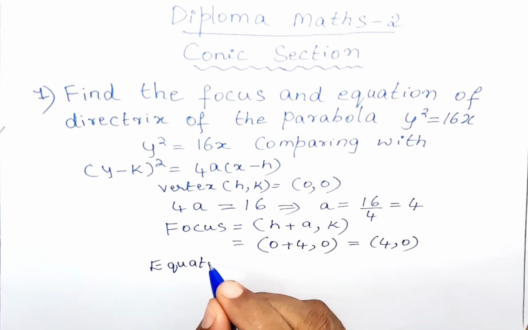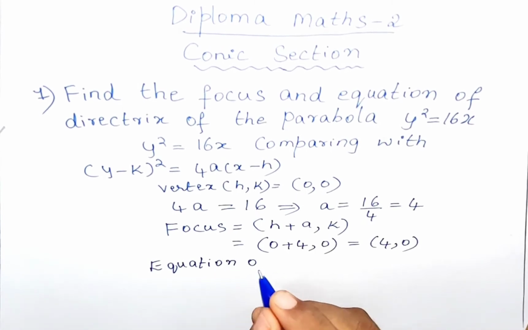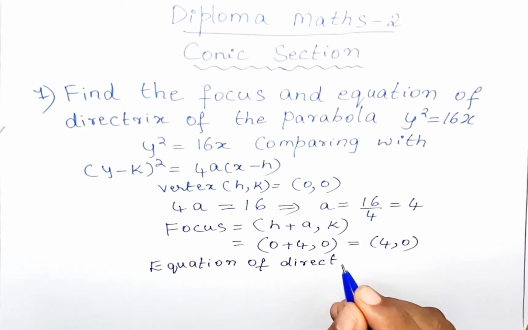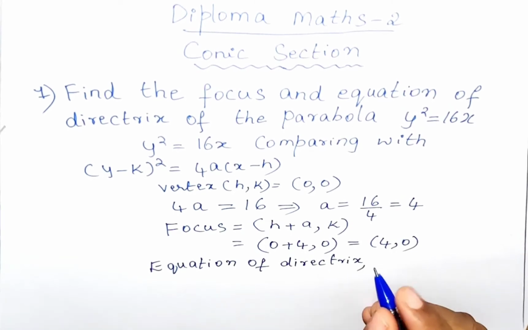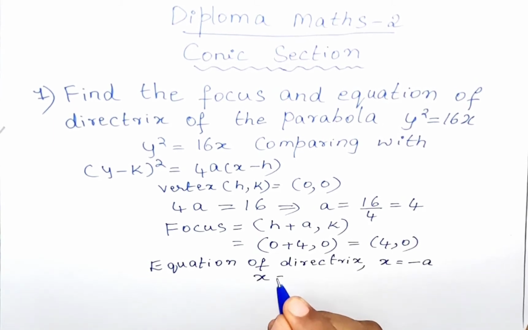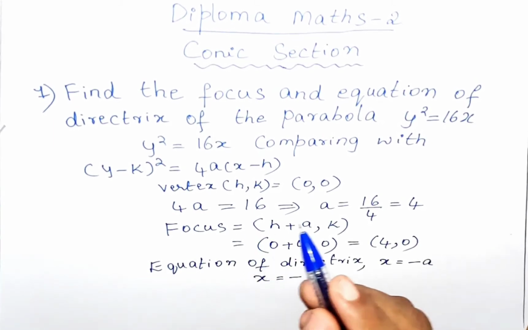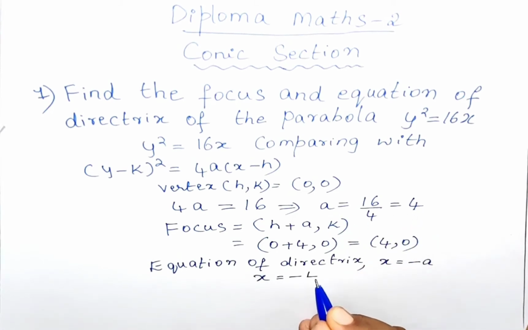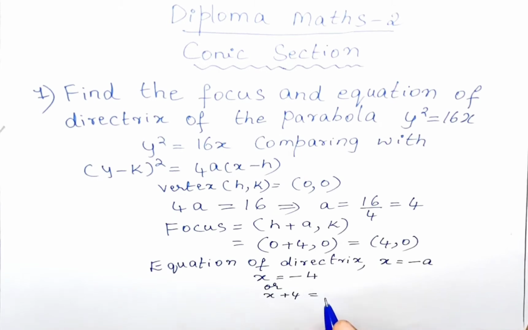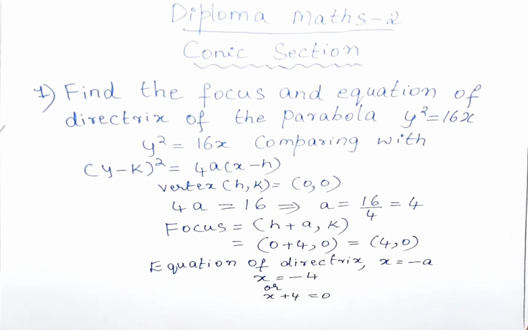Now the equation of directrix will be equal to x is equal to minus a. The formula for equation of directrix is x is equal to minus a. So x is equal to minus 4. Our a is 4, so this becomes minus 4. Or we can write x plus 4 is equal to 0. Hence we have found focus and equation of directrix of the parabola.